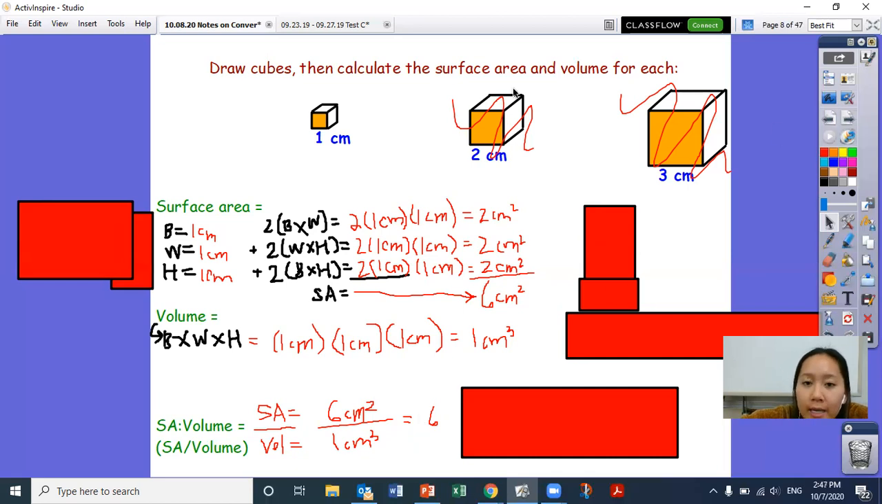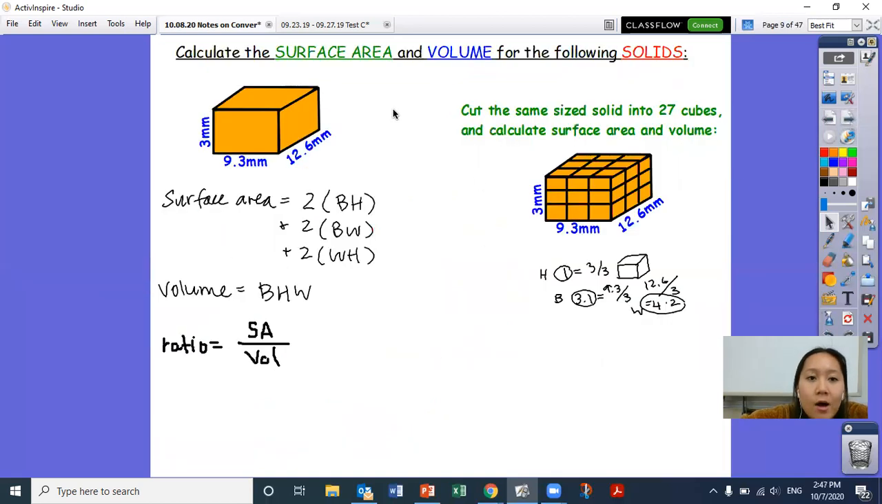Okay, so you're going to go ahead and calculate for 2 centimeters and 3 centimeters on your own as your practice. The last part now is to do the surface area and volume for the following solids. So you have one rectangular prism here. Remember, you're going to want to list out your base and your height and your width, so that when you do your calculations and you're plugging in the numbers, you don't get confused with them.